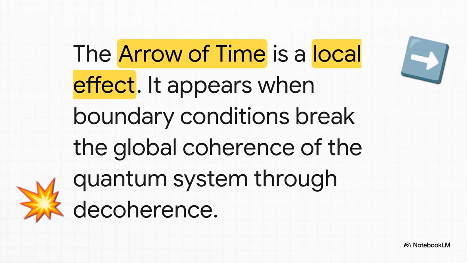Well, the wild answer is our reality is just an emergent property. The arrow of time isn't fundamental. It's a local illusion that only pops into existence when a tiny piece of that globally coherent quantum system interacts with its environment and breaks down, when it decoheres. It's like we're living inside a tiny localized breakdown of a perfect timeless whole.